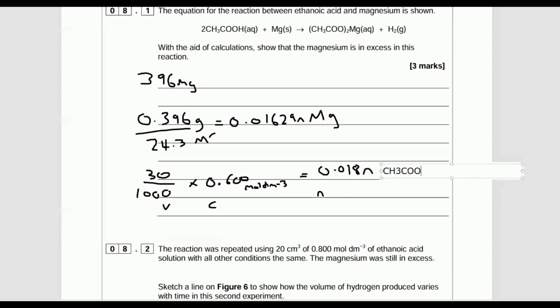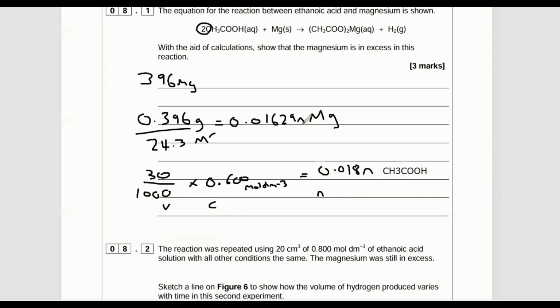So at first glance, my moles of ethanoic acid, remember, what's the formula for ethanoic acid? It's CH3COOH. So I've got my moles of ethanoic acid, and at first glance, you go, oh, 0.018. The magnesium, we've got less magnesium. That's the limiting reagent. But they've told us that magnesium is in excess. Well, how can it be in excess if we've got less moles? Well, what we need to do is come up to the equation and see that we need 2 moles of ethanoic acid for every mole of magnesium.